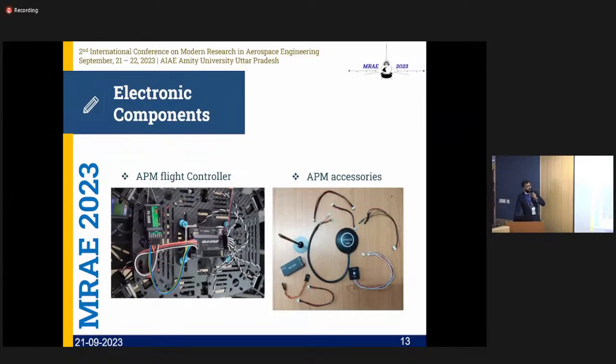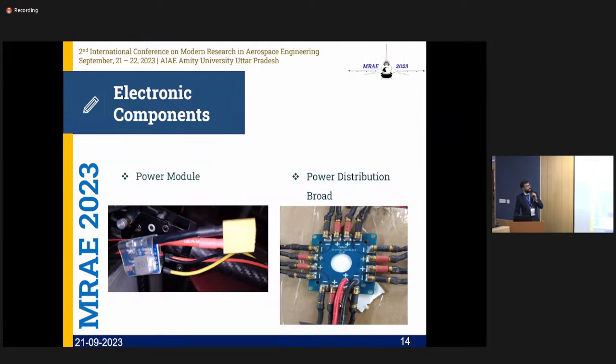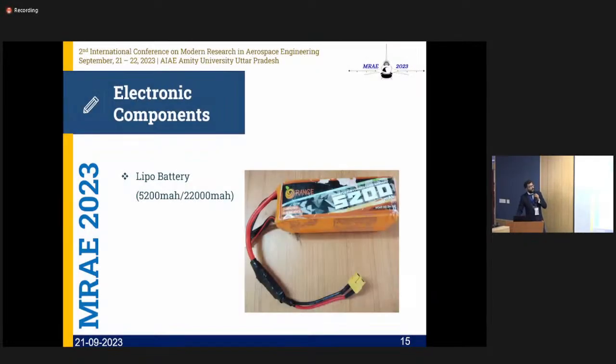So this is the APM flight controller. This is the product which we use, the APM flight controller, and we have the accessories, the GPS and the other accessories required to control it. Then of course we had a power module. The purpose of the power module is that my battery will power the ESCs and hence the motor, but it also needs to power my flight controller. So the power module will channel my power and distribute accordingly. And we have of course a LiPo battery.